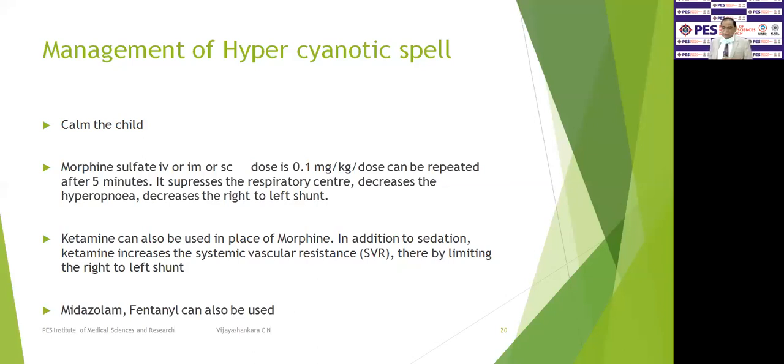Ketamine can also be used in place of morphine. In addition to the sedation, ketamine increases the systemic vascular resistance and thereby limits the right to left shunt. Midazolam and fentanyl have also been used as a part of sedation. But morphine is the best drug in this situation.